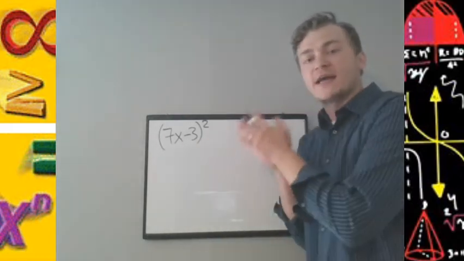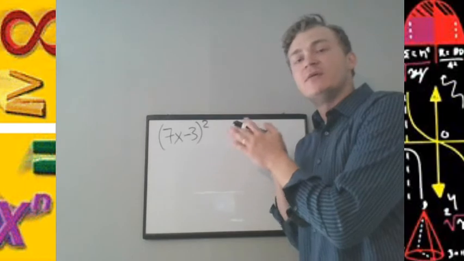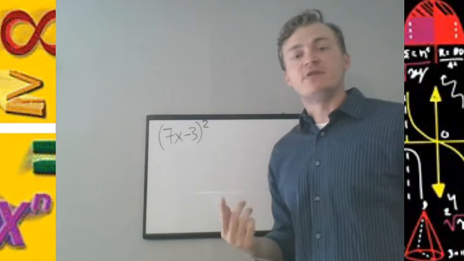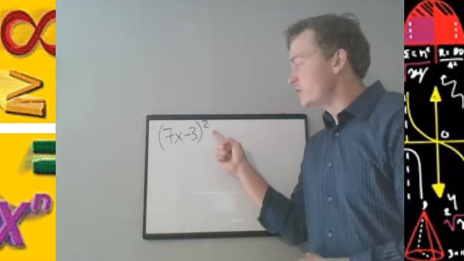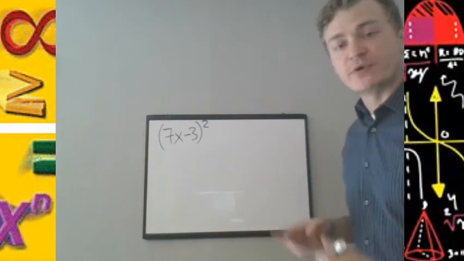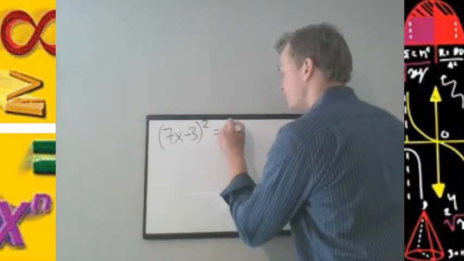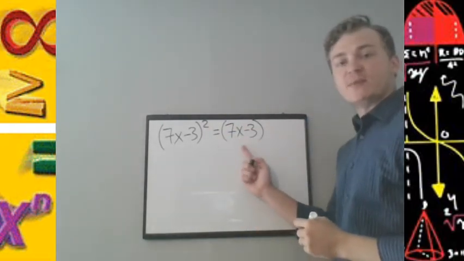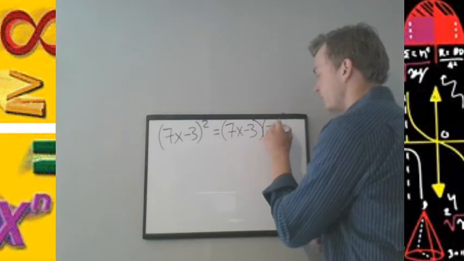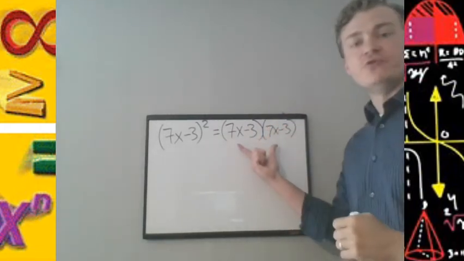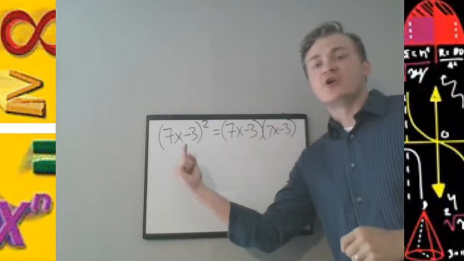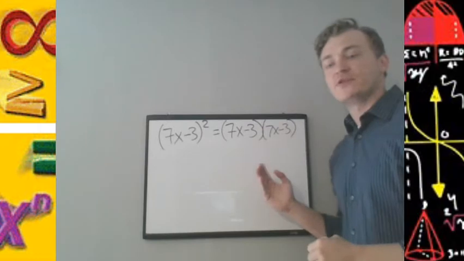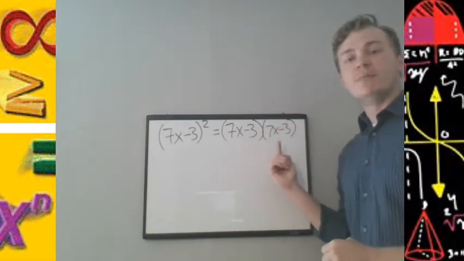What do we know about exponents? This represents repeated multiplication. This number, 7x minus 3, is multiplying to itself twice. There are two factors of 7x minus 3. What does that look like? Well, this is one factor of 7x minus 3. Here are two visual factors of 7x minus 3. The quantity 7x minus 3 squared is simply the product of 7x minus 3 and 7x minus 3. We are multiplying together two binomials.